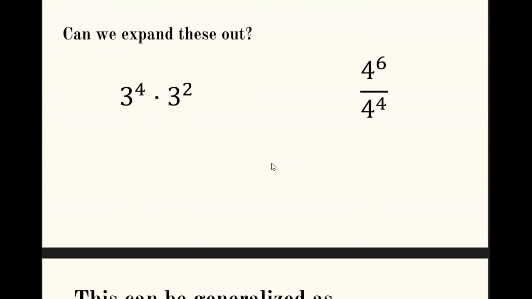So can we expand these out? 3 to the 4th times 3 squared. Well, sure. 3 to the 4th was just 3 4 times multiplied. And then we're multiplying in between them, and we're going to do 3 squared. So 3 2 times. Now if we count these up, we have 1, 2, 3, 4, 5, 6. So this is 3 to the 6th, which happens to be 3 to the 4 plus 2. So those are our original exponents. We can add them together.